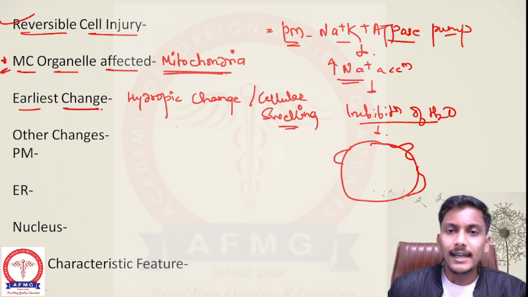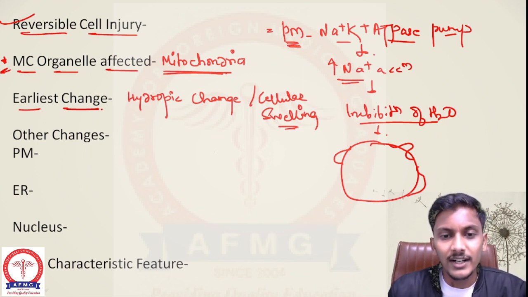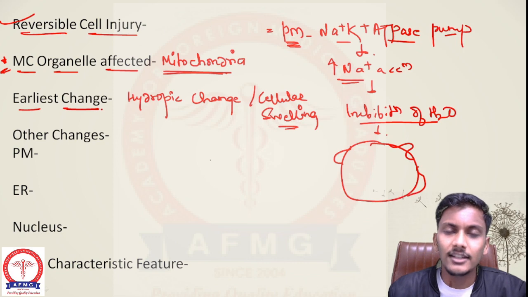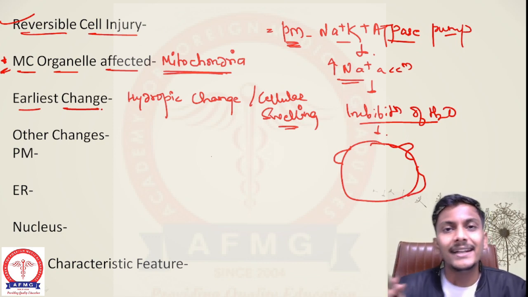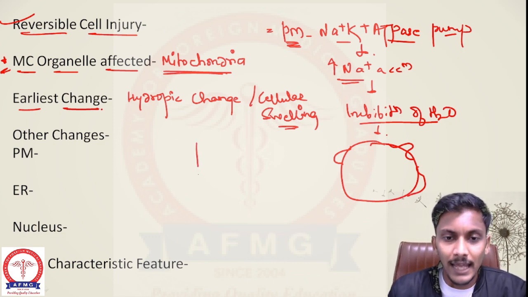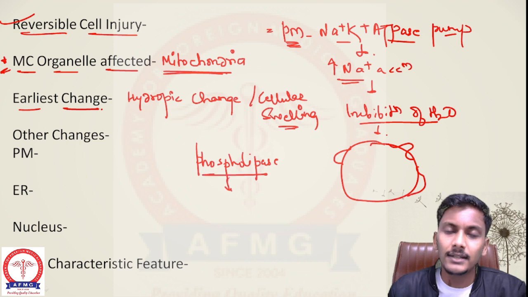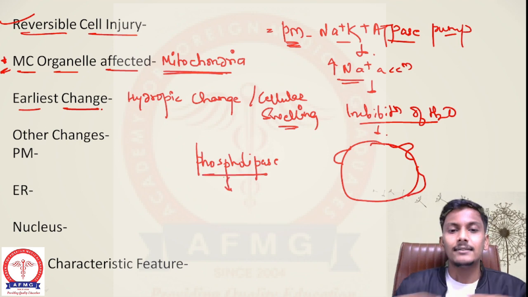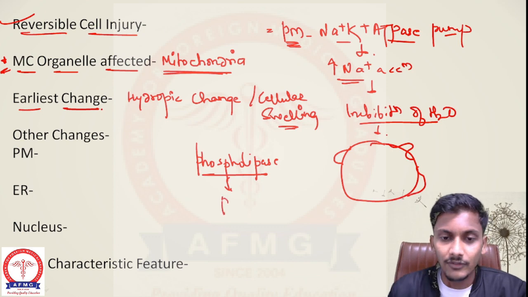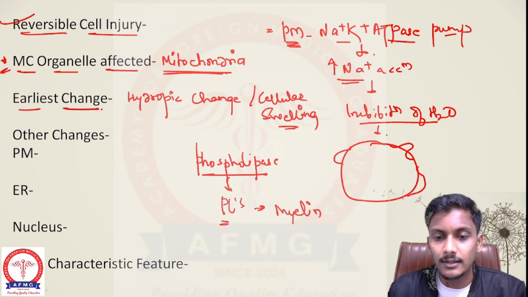Along with it, at the plasma membrane, there can also be different enzymes which are activated. These different enzymes are your breakdown enzymes, like your phospholipase enzyme. As soon as this phospholipase enzyme is activated, it leads to breakdown of phospholipids, and phospholipids make up your cell membrane. That leads to a characteristic appearance, that is your myelin figures.